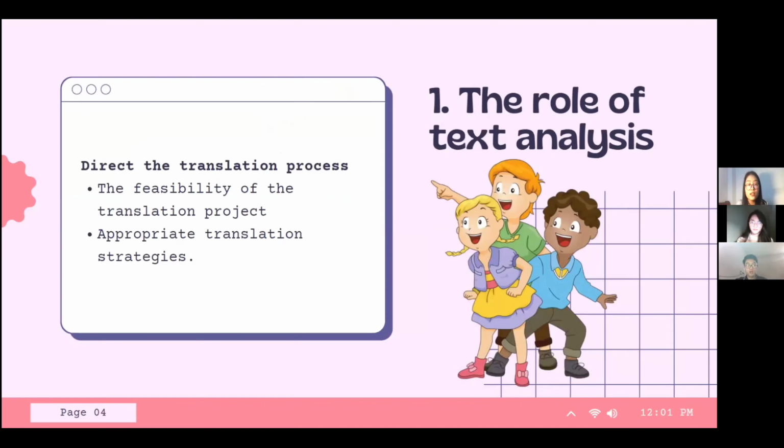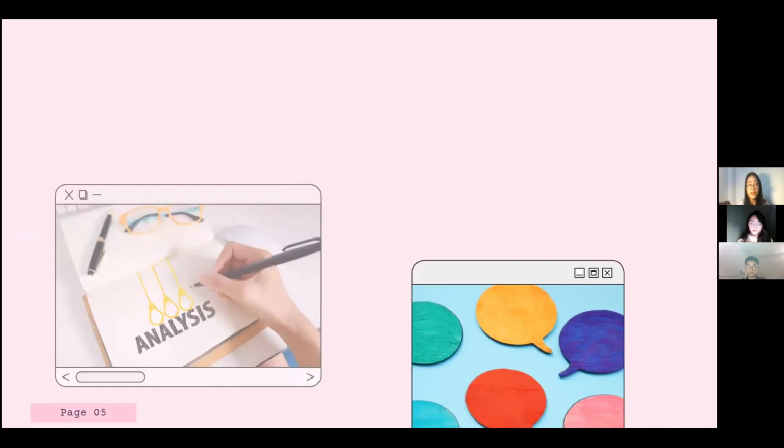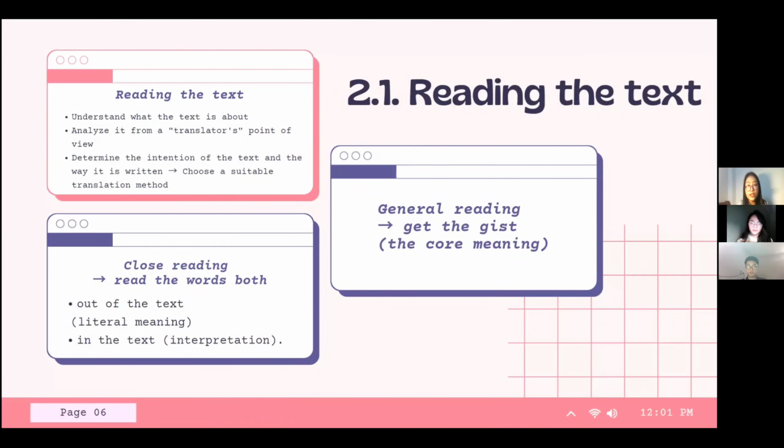The SL text analysis directs the translation process by providing the foundation for decisions about the feasibility of the translation project and appropriate translation strategies. Next, we're going to talk about 9 factors of text analysis. The first one, reading the text. Reading the text is the starting point. We read this to understand what the text is about and to analyze it from a translator's point of view.